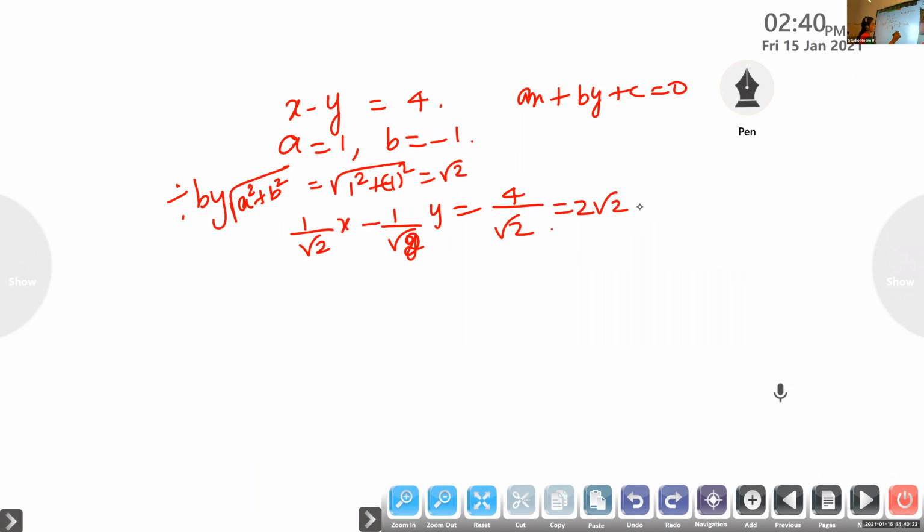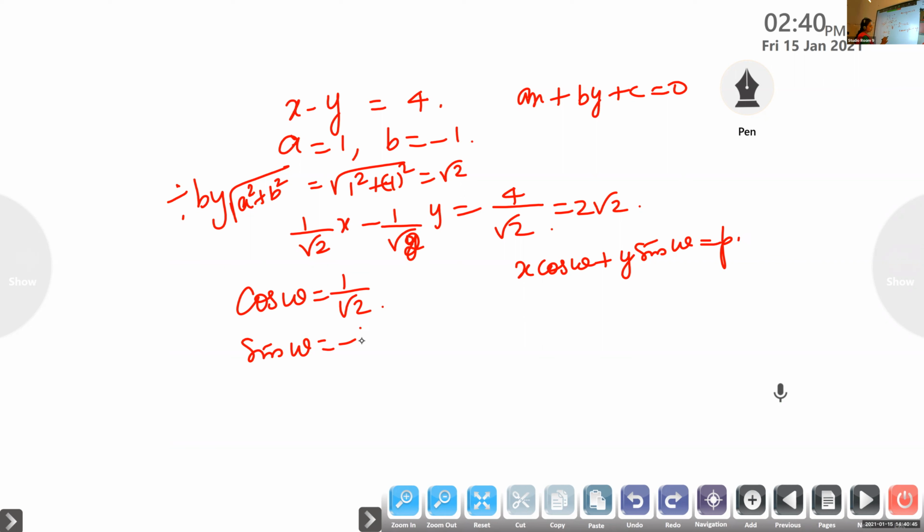Now compare it with the form x cos omega plus y sin omega is equal to p. So when you compare it, what is cos omega? Cos omega is 1 by root 2. What is sin omega? It is minus 1 by root 2. And what is p? 2 root 2. From here, can you find out what omega is? Cos omega is 1 by root 2, sin omega is minus 1 by root 2.